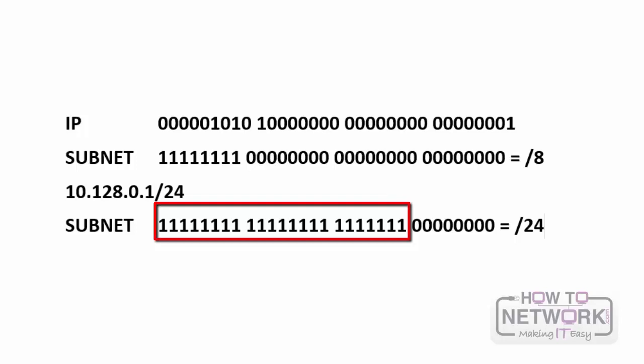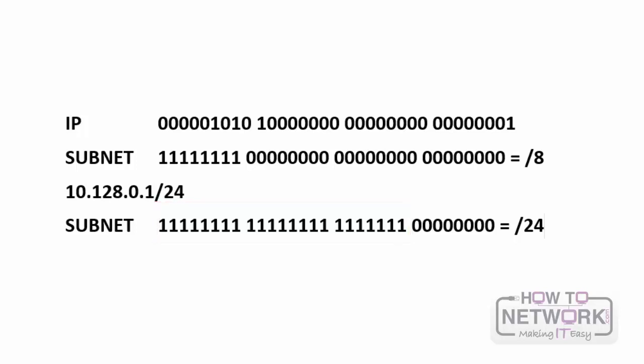As you can see here, we will now set to 1 the first 24 bits, and that will mark off the subnet, which is now a /24, which means that 10.128.0.0/24 is a dedicated network that can host 254 hosts.